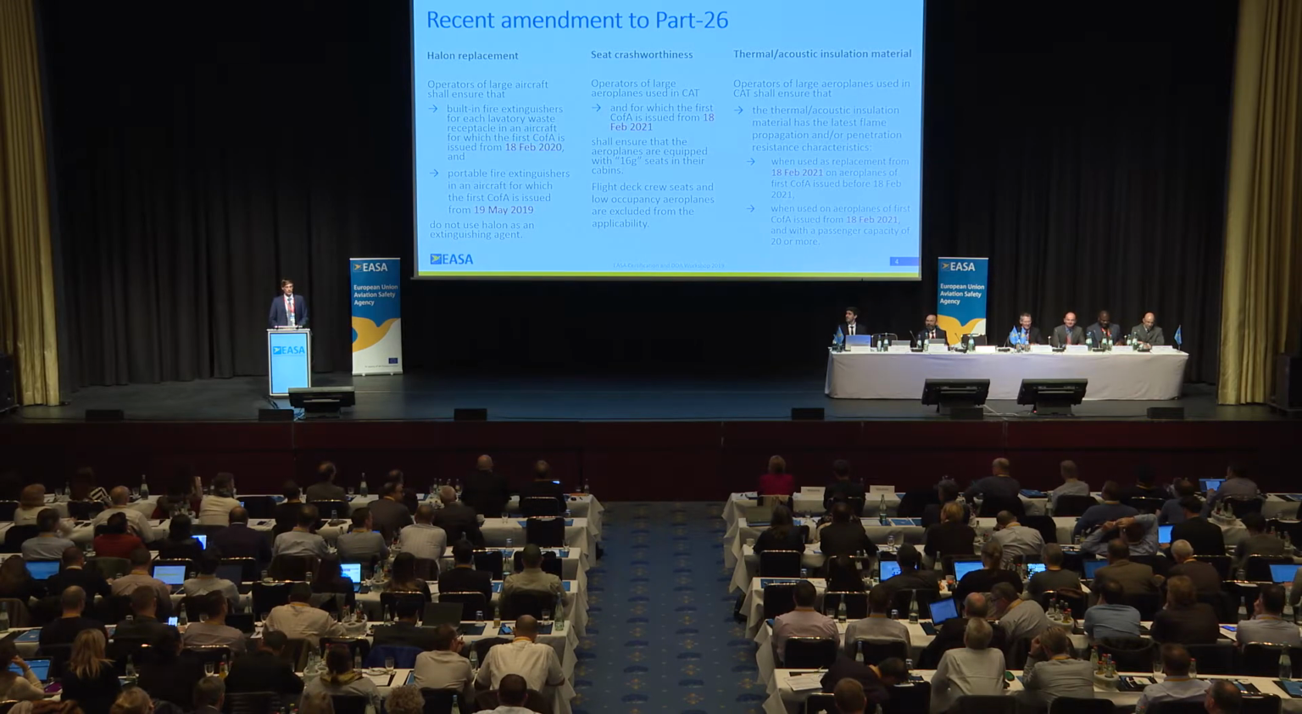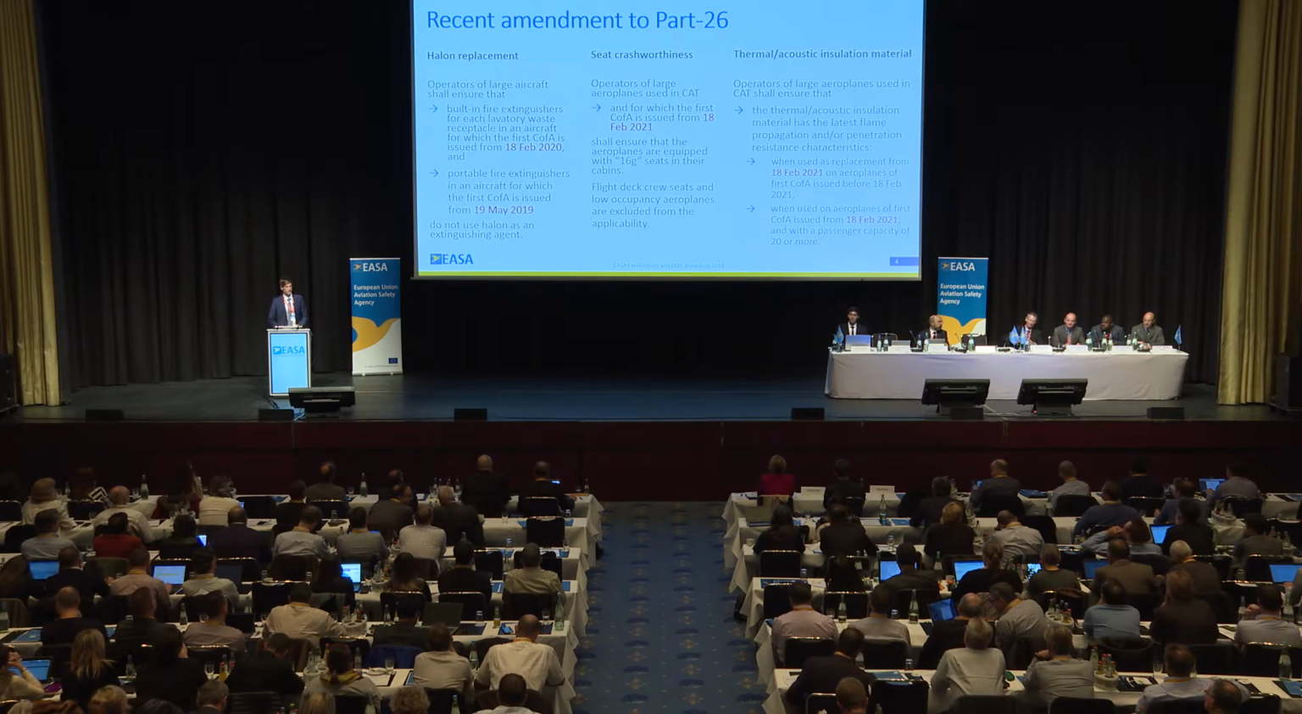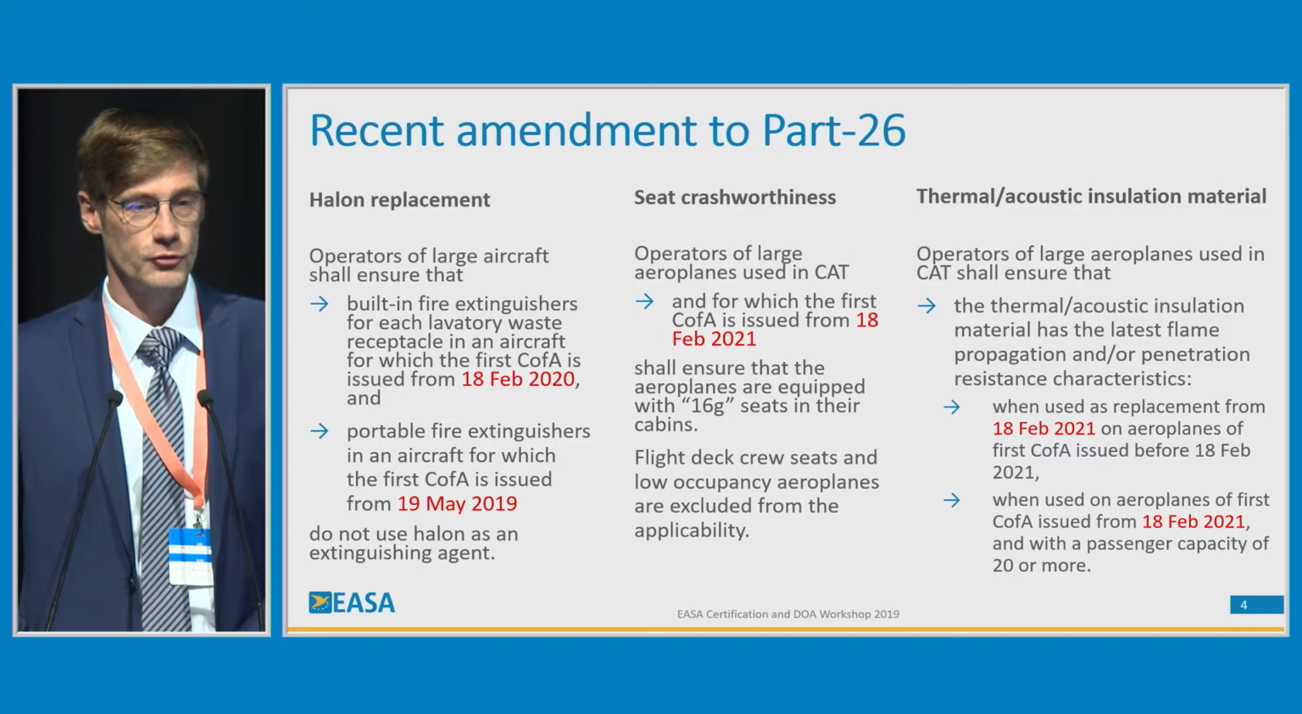On seat crashworthiness, operators of large aeroplanes used in commercial air transport, also here we have a production cut-in. For aircraft first issued with a C of A after 18th of February 2021, operators shall ensure that the aeroplane seats in the cabin are equipped with 16G seats.